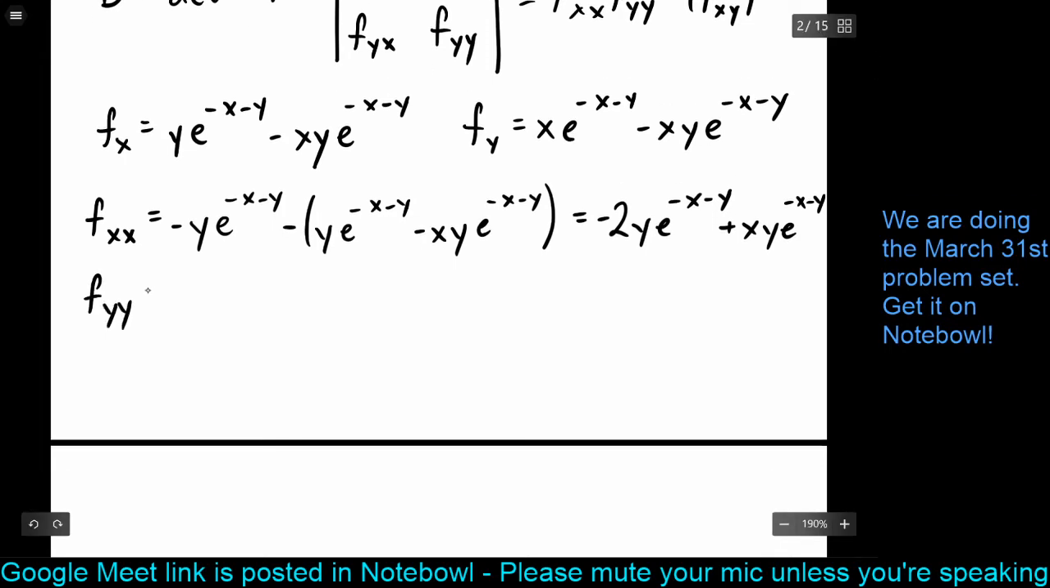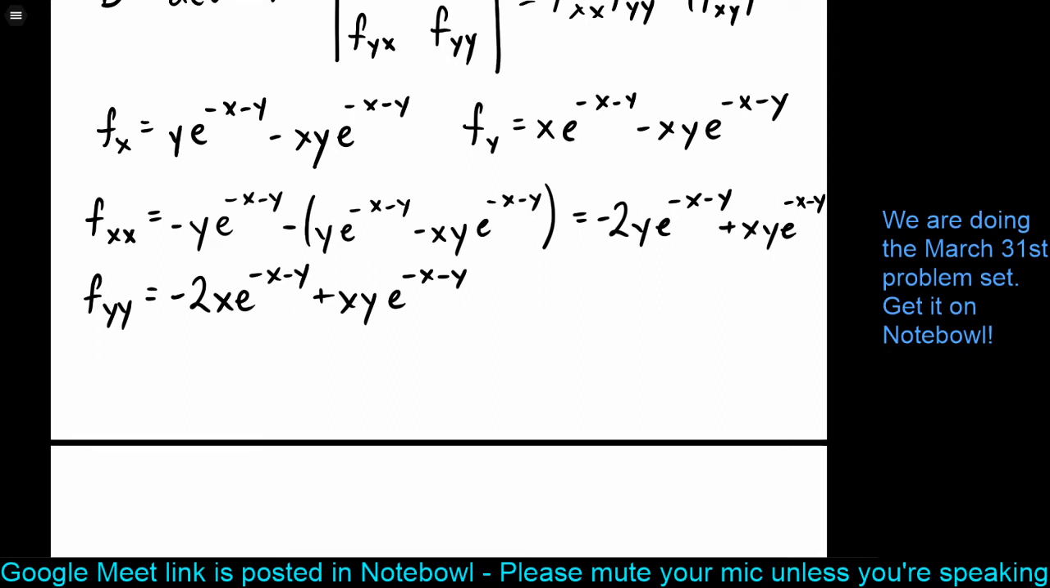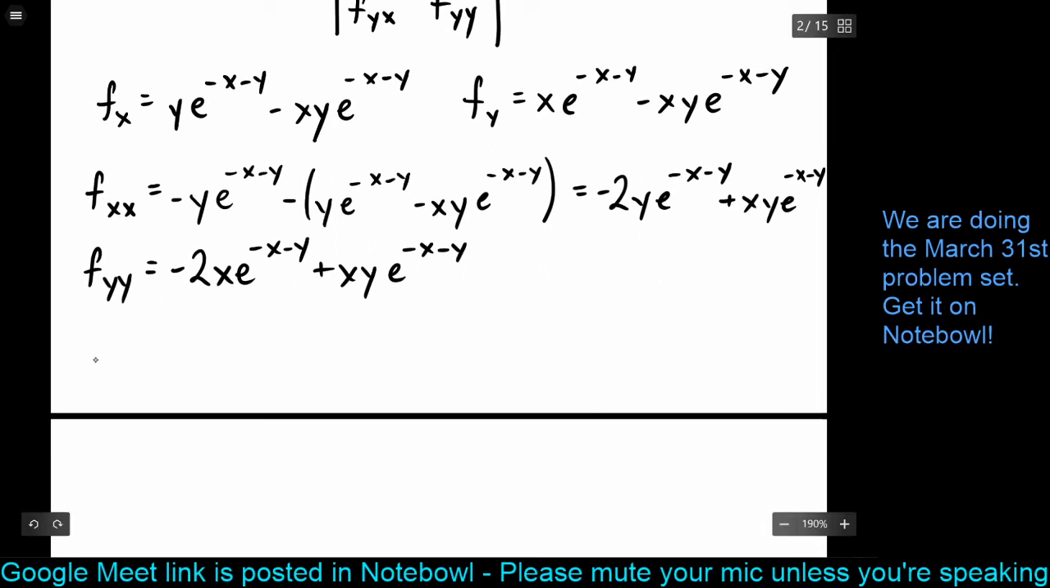Fyy is going to follow a similar trend to this one. So we'll end up with this. That's what fyy will end up being. And then we need fxy, which is, let's see, differentiate this with respect to y. e to the minus x minus y, minus y e to the minus x minus y. And then over here, we're going to have minus x e to the minus x minus y.